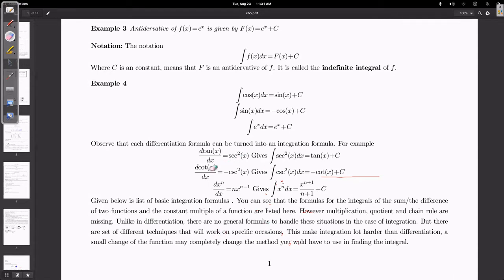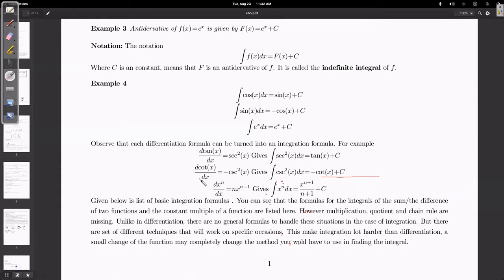Okay, so see, if I differentiate tan x, I get secant squared. So reversing, I can say the antiderivative of secant squared x is tan x. Then here, if I differentiate cot x, I get negative cosecant squared. So multiplying by minus, I can say the antiderivative of cosecant squared is minus cot x. Okay, so each differentiation formula gives me an integration formula.